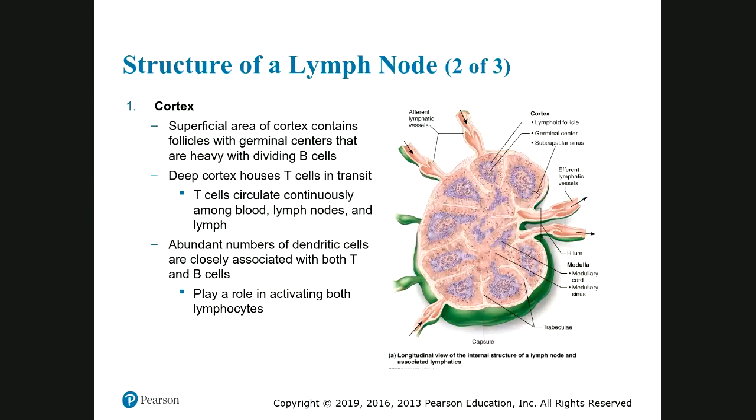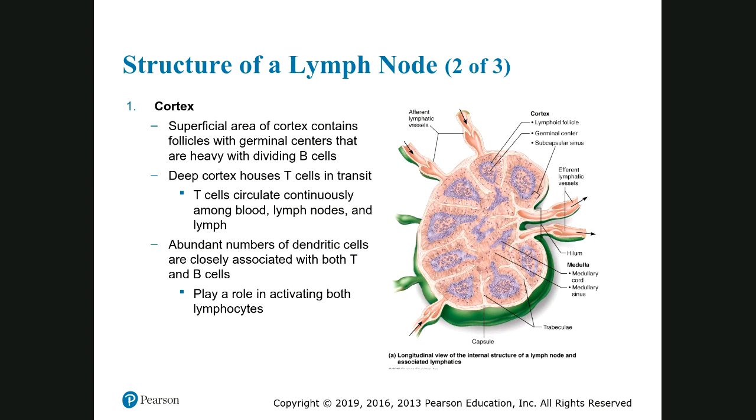The fibrous capsule goes inward, extended to become trabeculae, and those trabeculae divide the node into two very important parts: the cortex and the medulla. Cortex and the medulla.